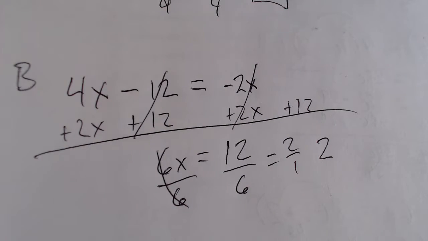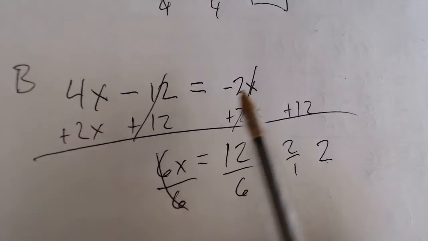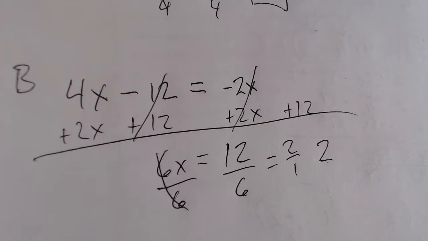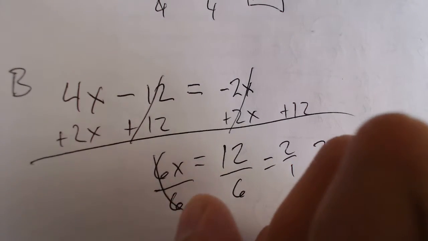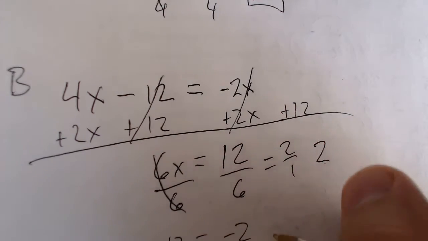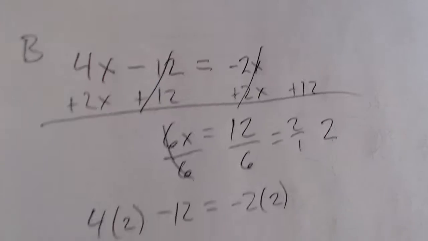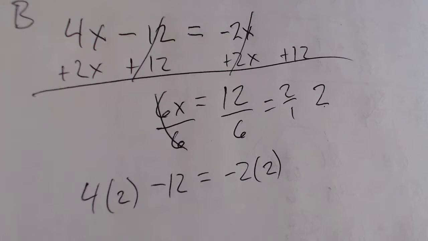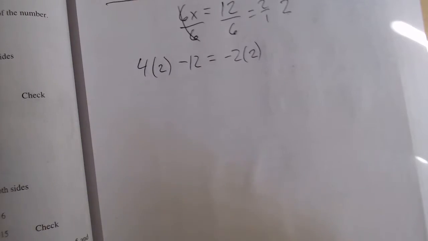Lastly, we have to check our answer. So we're going to use this top equation, and we're going to rewrite it, putting 2 in place of all the x's. So we'll rewrite that as 4 times 2 minus 12 equals negative 2 times 2. Now let's solve this and see if we can get the same answer on both sides of the equal sign.